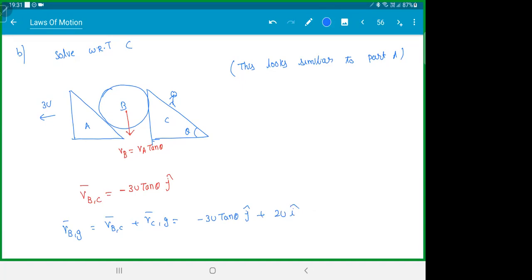If you just stop C and see the problem, it looks exactly like part 1. This becomes like a wall, not moving. Then it looks like A is going with 3U and the ball is simply sliding down. But in reality that is not happening. In reality the ball is going this way also and this way also. So using relative motion, you get the answer quite fast. Do check out the method. Because the moment you stop C, the ball B is in contact with C, it has to slide along vertically. So we can use the earlier result.